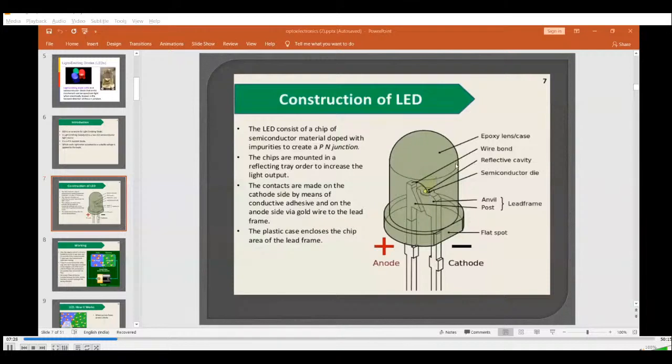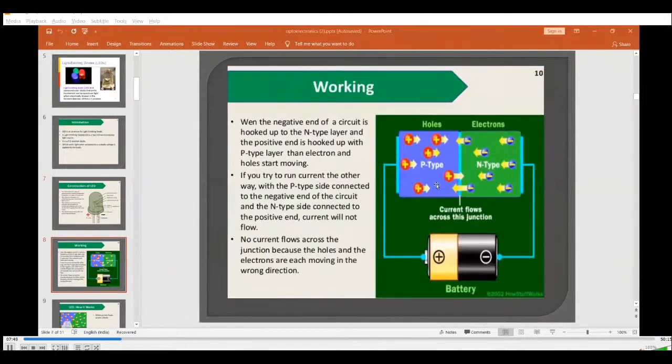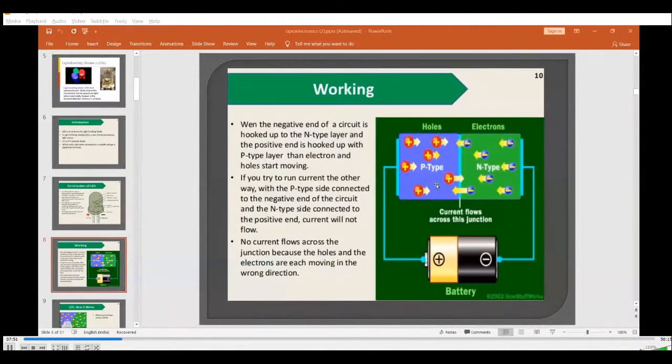Therefore, a plastic case is enclosed around the chip area of the LED frame, with a small opening or a transparent thin film attached, so that light is emitted only in that particular direction. You have already come across how light emits out from a small simple box in an LED circuit. Now coming to the working part.